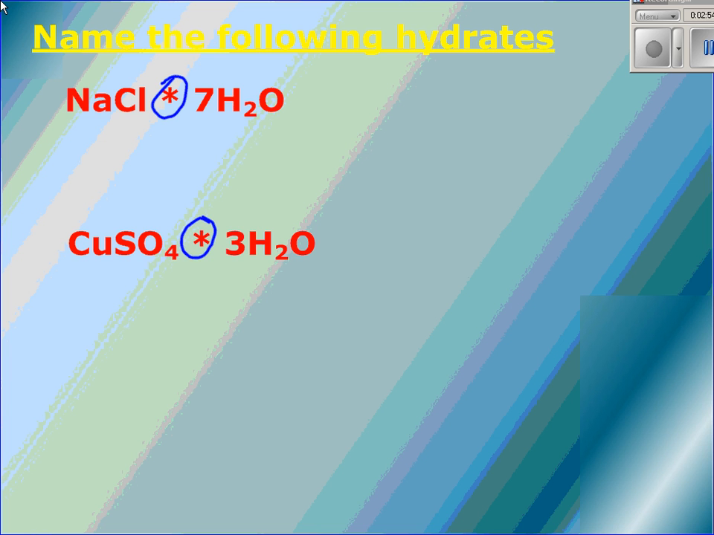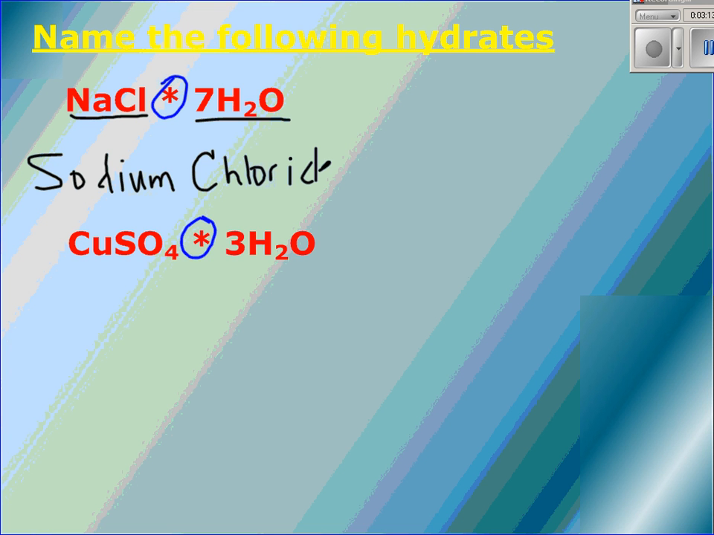Okay, let's go ahead and name them. The name consists of two parts. First, you have to name the ionic compound, and then you have to name the water part. The ionic compound is named just as it normally is. NaCl is named sodium chloride. If you have forgotten how to name ionic compounds, be sure to review the video lesson labeled Naming Ionic Compounds.